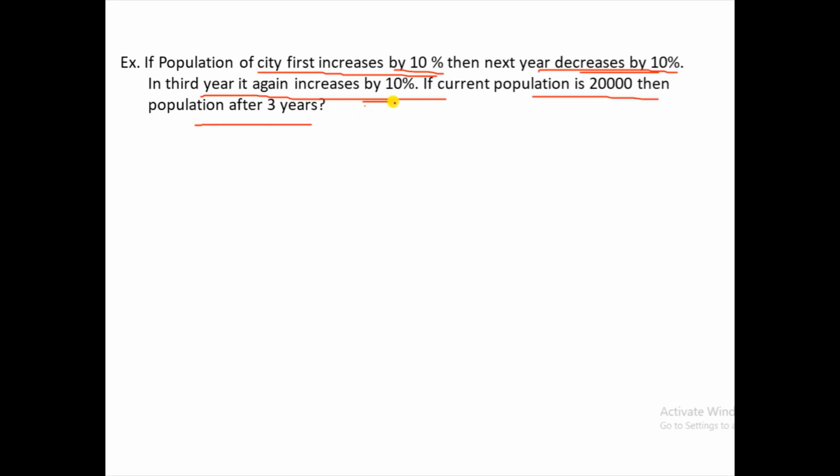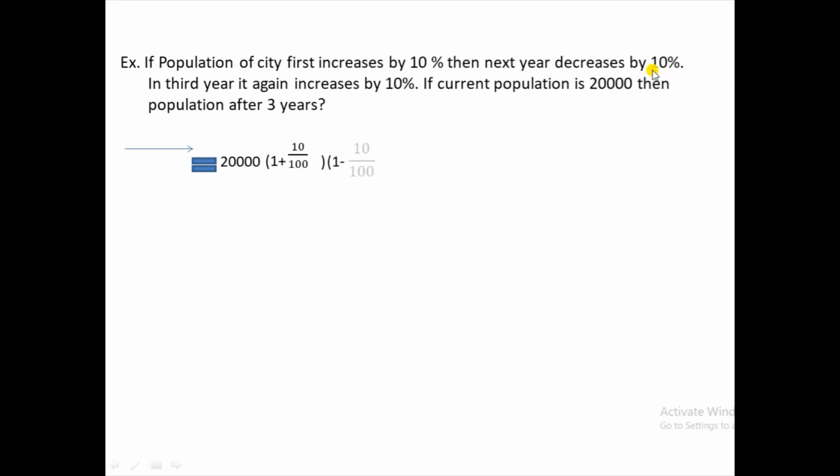Now let's see one problem. The population of a city increases by 10%, then next year decreases by 10%, and in the third year it again increases by 10%. If the current population is 20,000, what is the population after 3 years? So the current population is 20,000, next year it is increased by 10%, next year it is decreased by 10%, and in the third year it is increased by 10%.